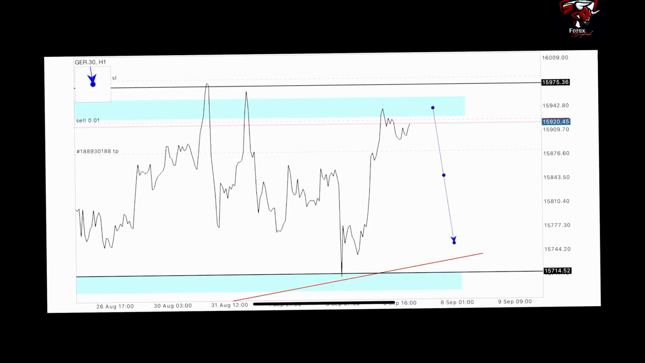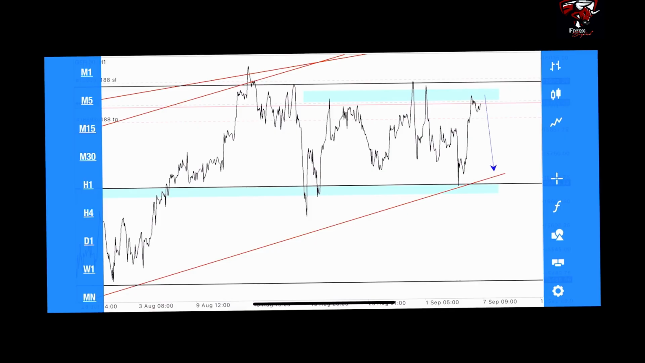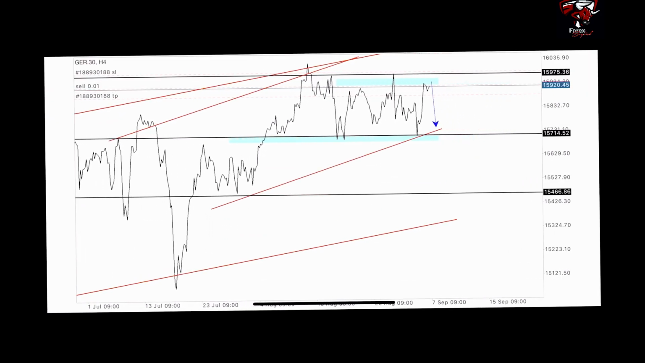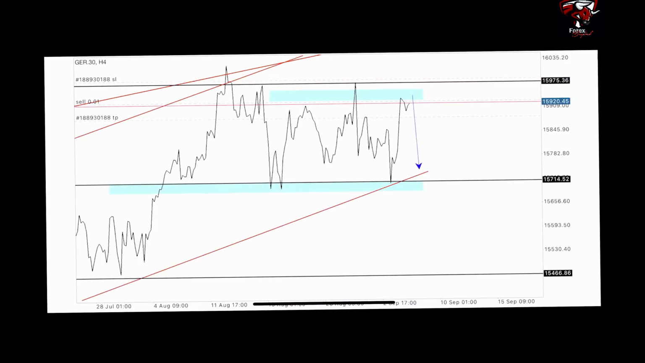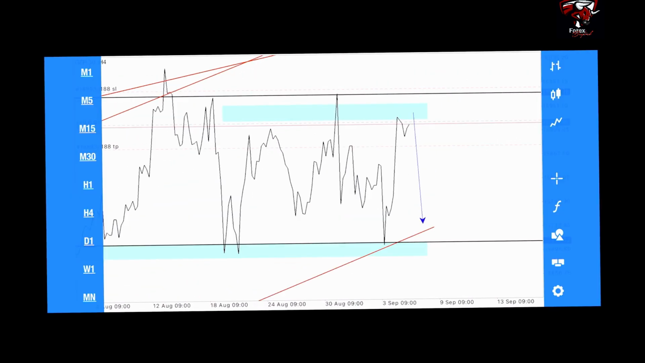Usually what I've realized with German 30 is that, guys, it likes to create double tops and double bottoms as a way of reversals. As you can see, guys, we already have a double top there. Just look at the market itself, guys. It likes to give us basically two confirmations before actually changing a direction. Hence, I can still say I can hold this sell. Also, as you can see, my stop loss is already above there, so we're safe.